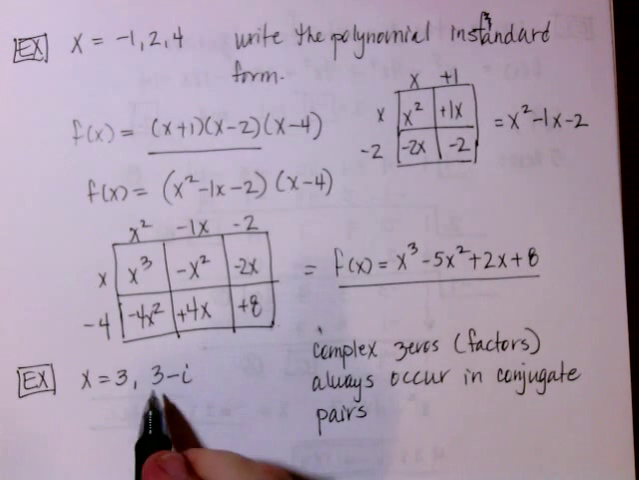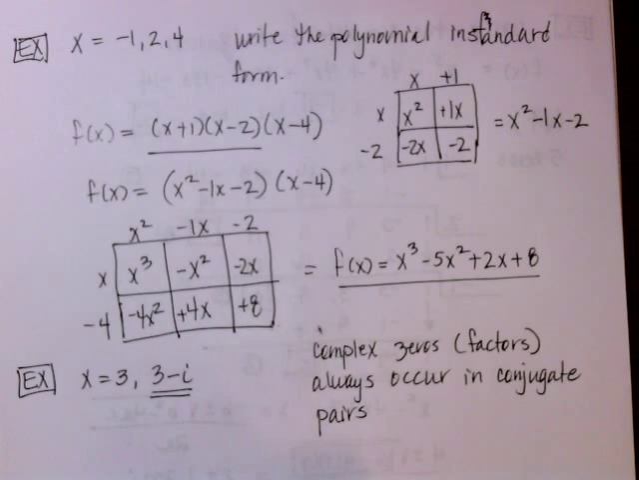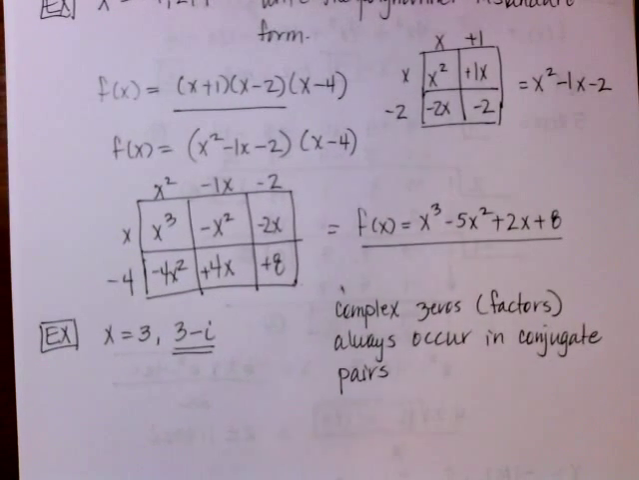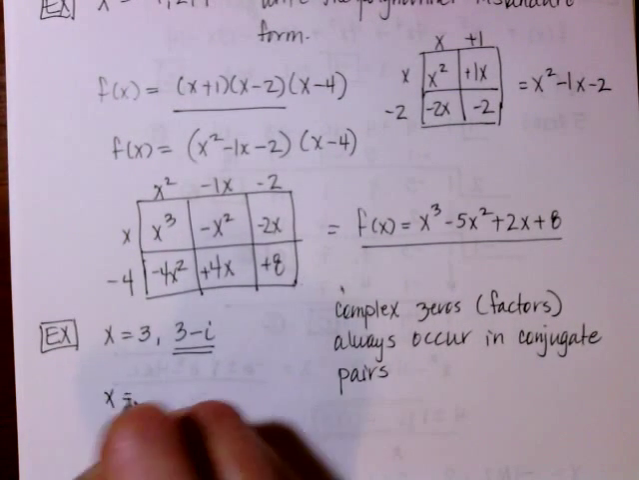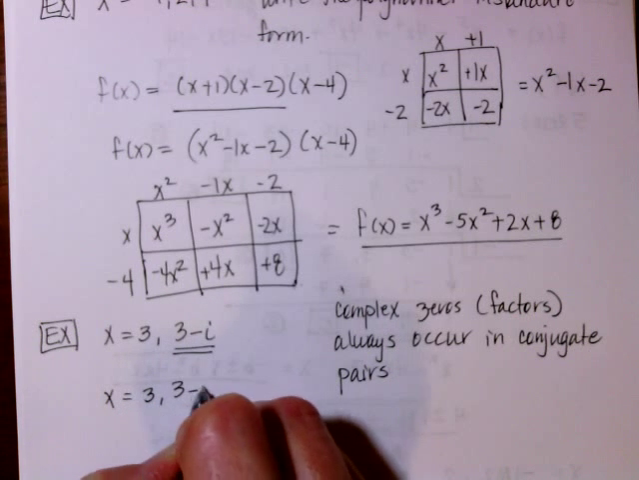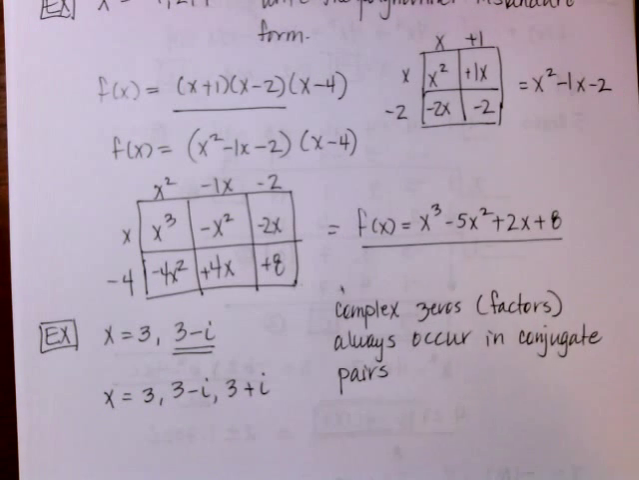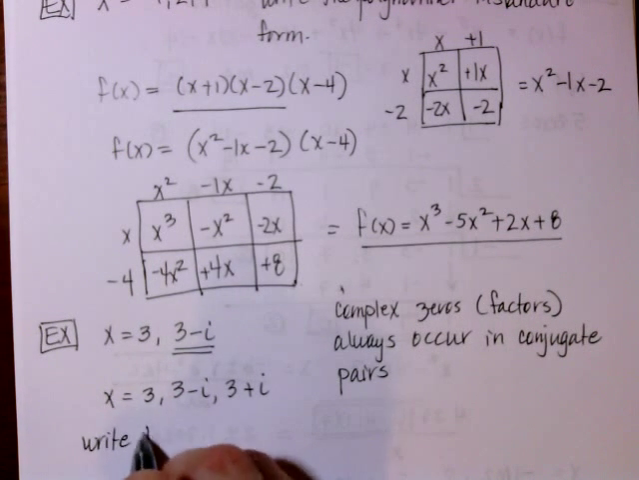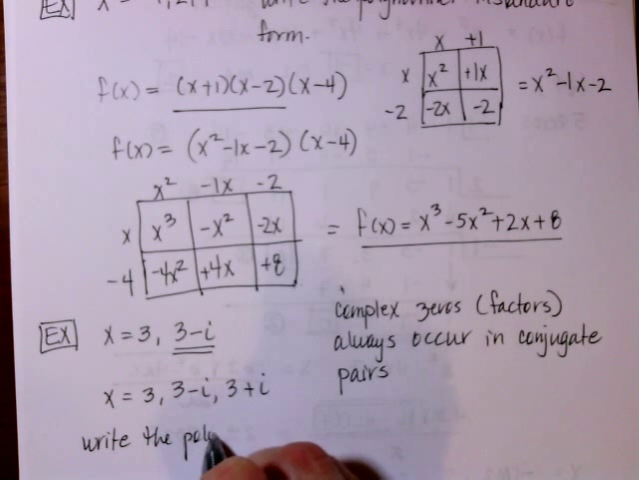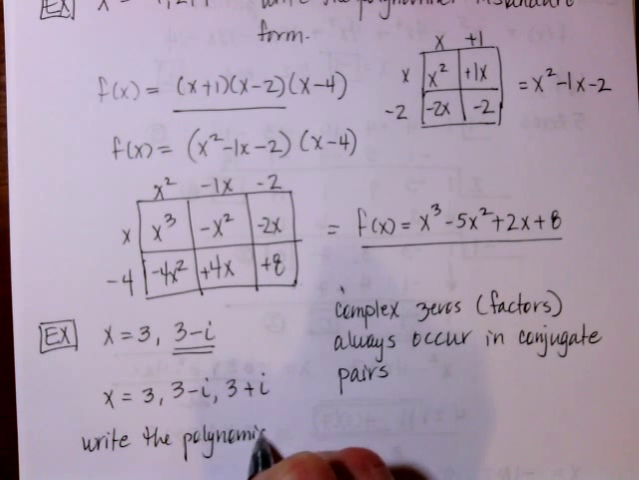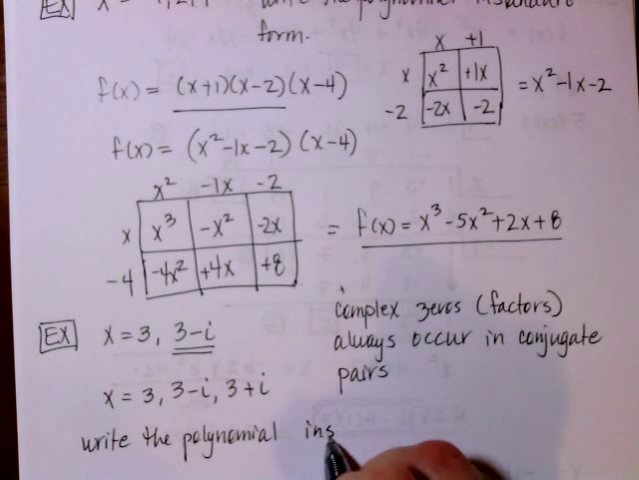So even though they've only listed one of the complex zeros, I know that they are actually 3, there's the 3 minus i, and it's also going to include 3 plus i. And so I'm going to do the same thing. I want to write the polynomial in standard form.